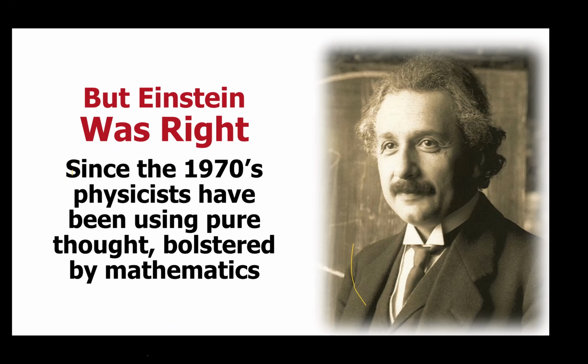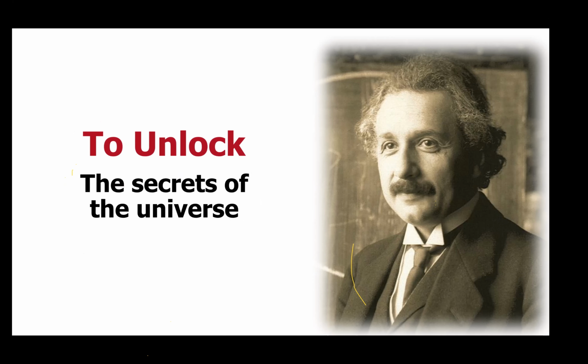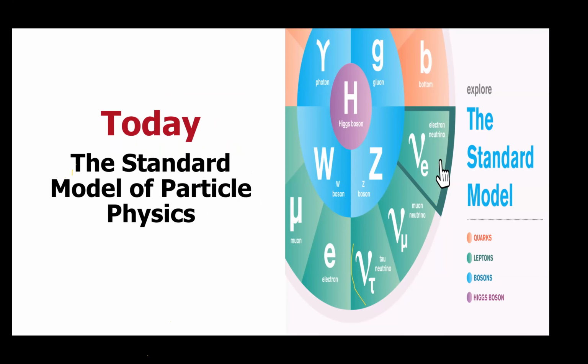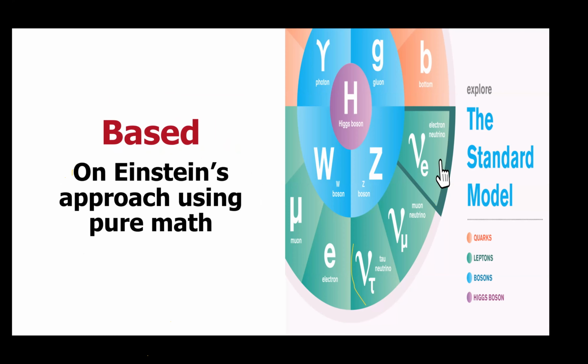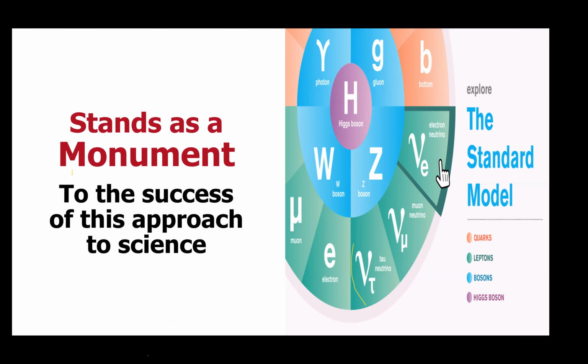But Einstein was right. Since the 1970s, physicists have been using pure thought, bolstered by mathematics, to systematically unlock the secrets of the universe. Today, the standard model of particle physics, we'll come back to this later in another session, the standard model of the basic building blocks of the universe, quarks, leptons, bosons, the Higgs boson, this entire model is based on Einstein's approach: using pure math to tell us where to go, and then using experimentation to verify it. This model stands as a monument to the success of this approach to science.